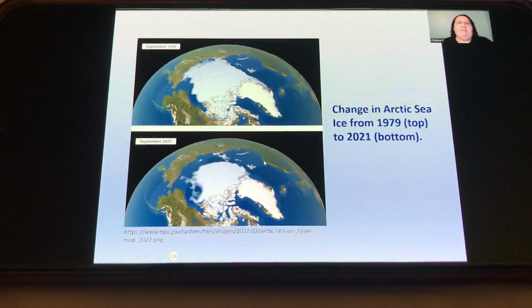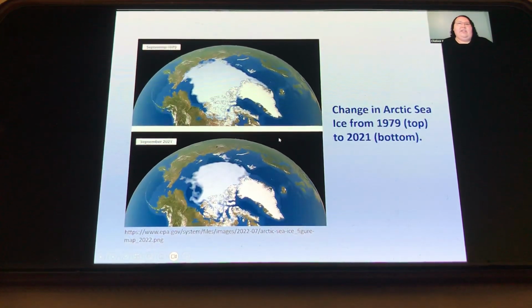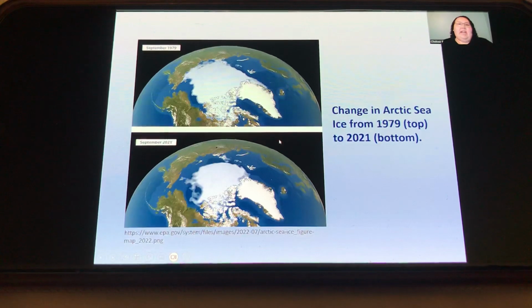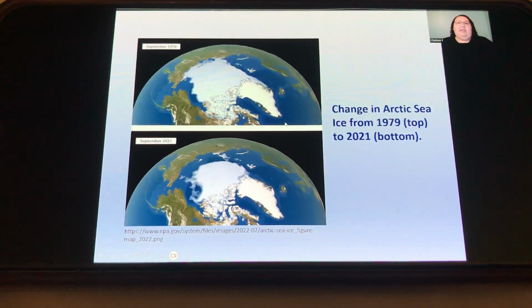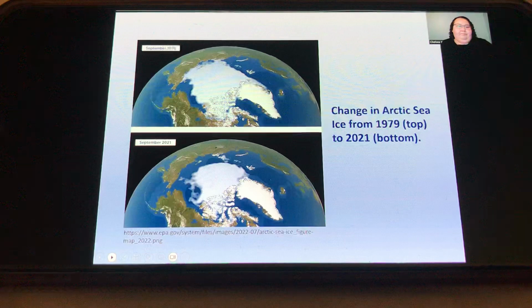Over the past several decades, there has been a decline in sea ice annually. Each year, there is a melting and freezing season, and the freezing season has pretty much stayed consistent, but the melting season has grown on average since 1979, approximately 39 days.